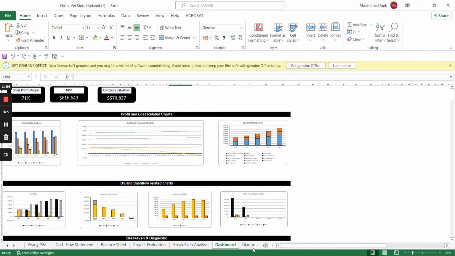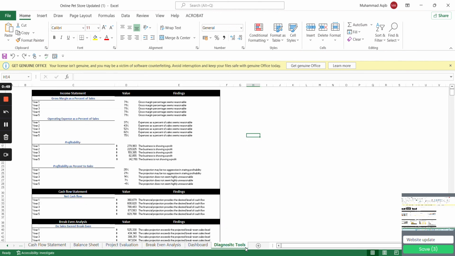Moving on to the dashboard, this will allow the company to have a visual representation for the better understanding of its users. This will help the company to summarize its performance throughout the years in a graphical manner. Lastly, diagnostic tools will allow the business to know its findings using the income statement, cash flow statement, and break-even analysis. This will help the company to know how they've been performing in a specific manner.